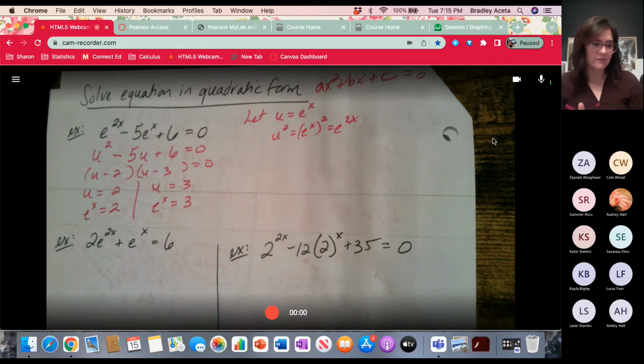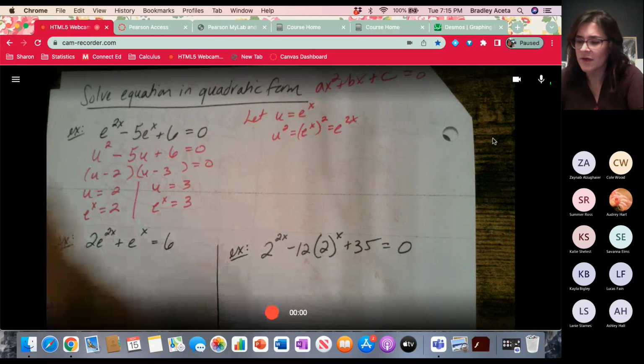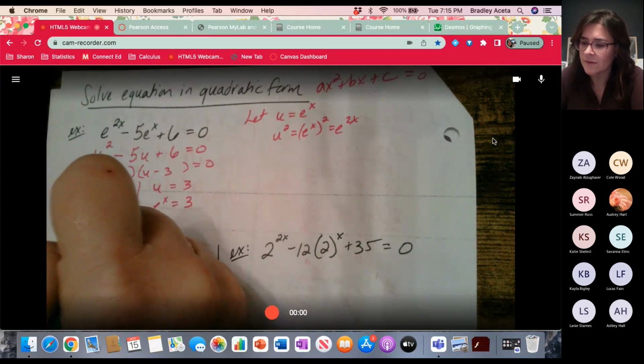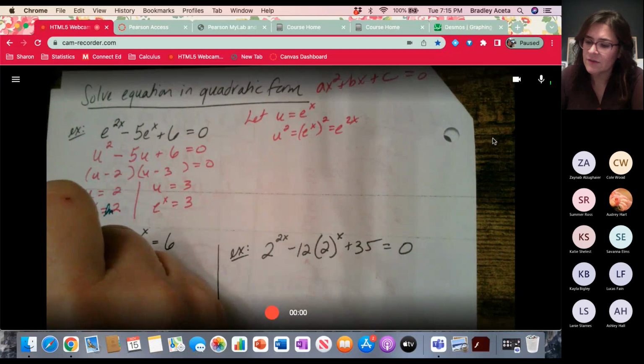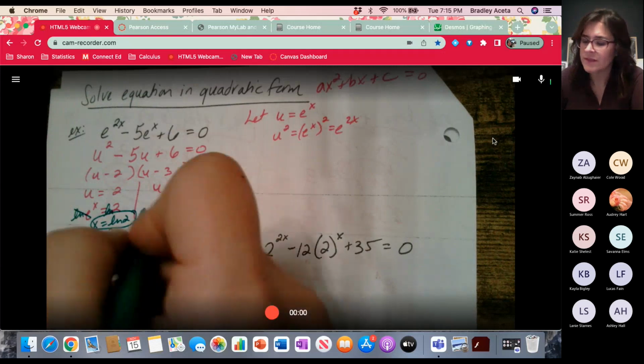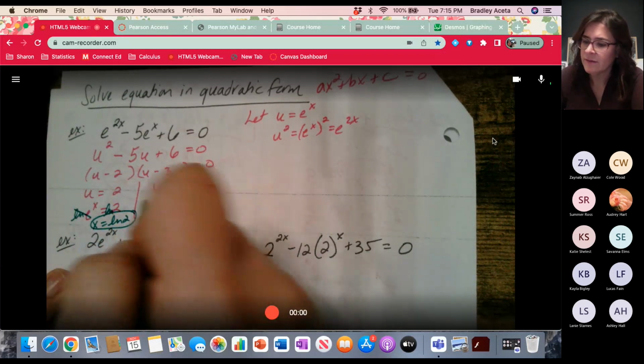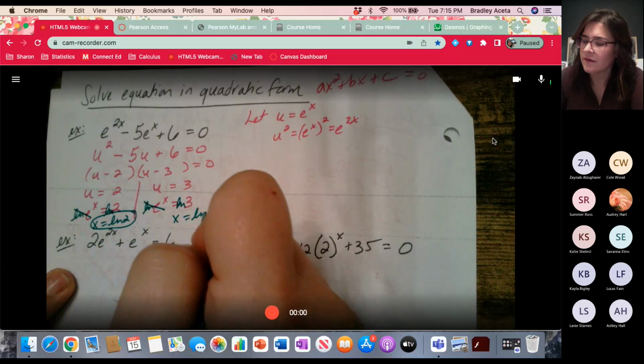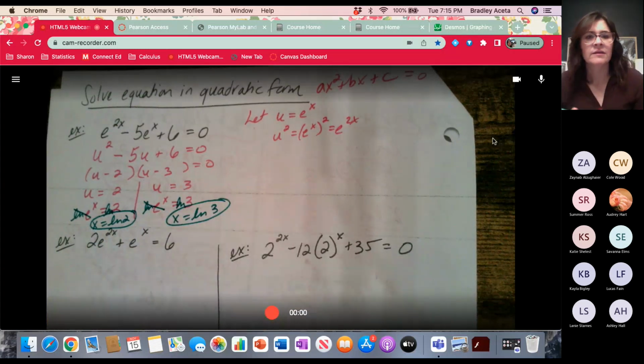But you have to solve for x. How do you solve for e to the x? You ln it. Remember, to undo an e, you ln it, and to undo an ln, you e it. So we're going to ln both sides, and the ln and e cancel, so x is the ln of 2. On this side, x is the ln of 3. And there's how to solve a very basic e to the x quadratic form.